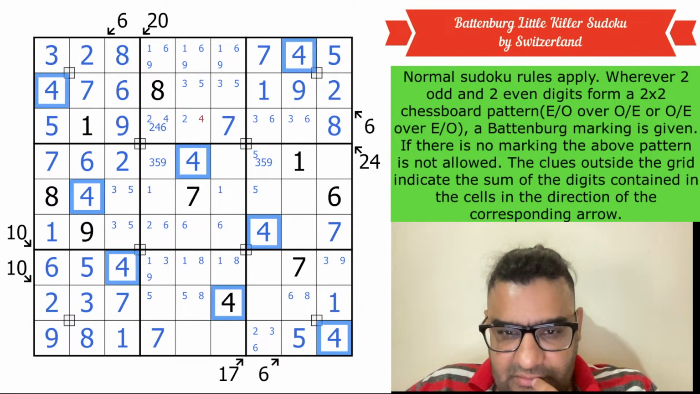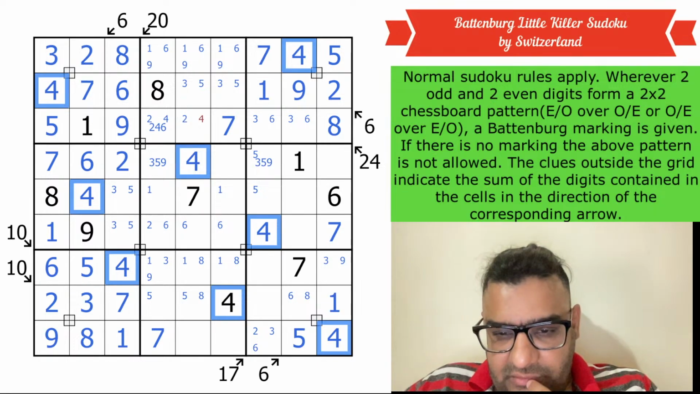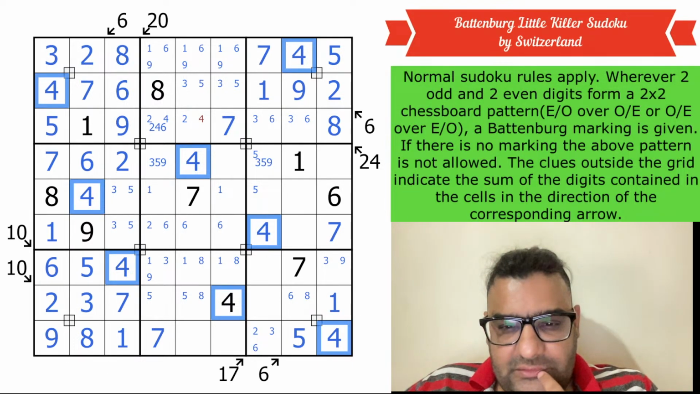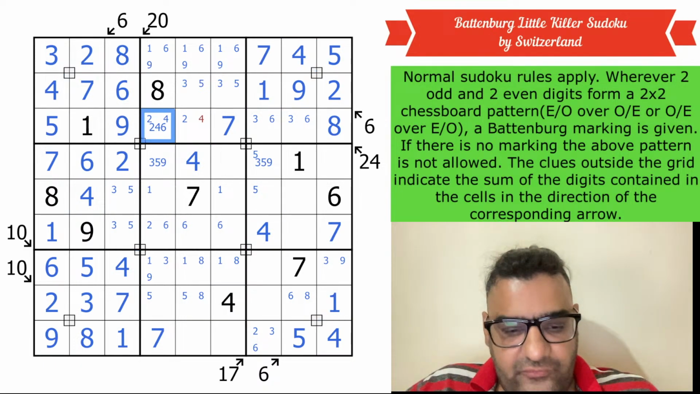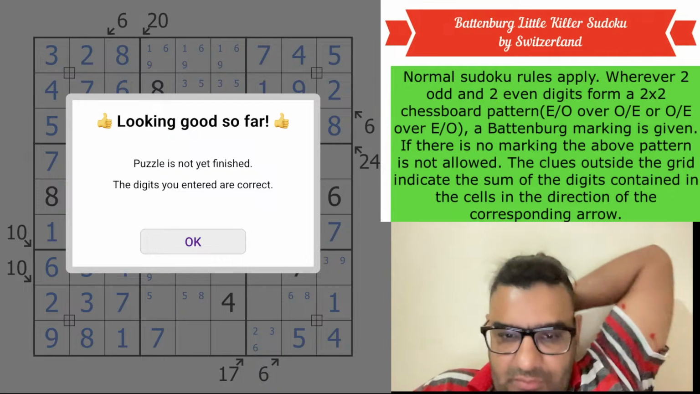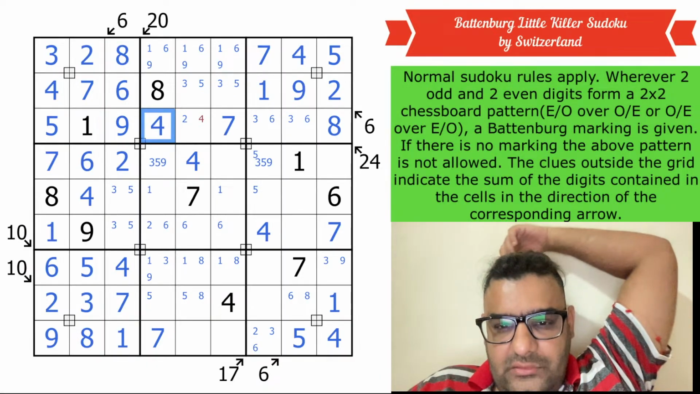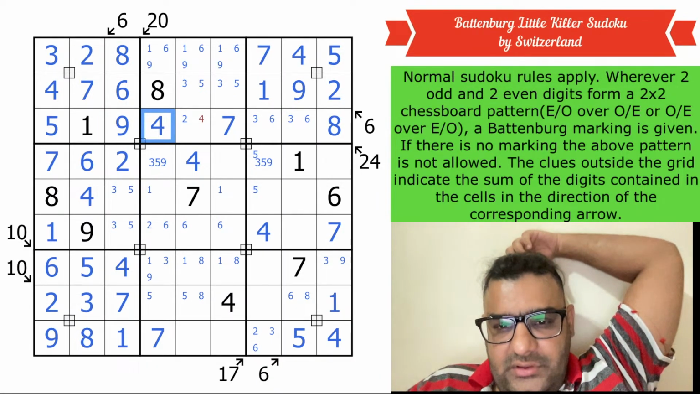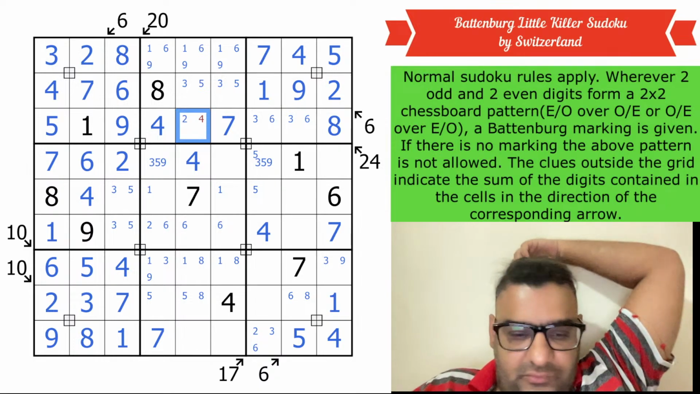What about 4? Have I completed 4? 1, 2, 3, 1, 2, 3, 1, 2, 3. So 4 cannot be here, 4 cannot be here, 4 cannot be here. So this one is 4. Yes, I am right. This cannot have a 4.